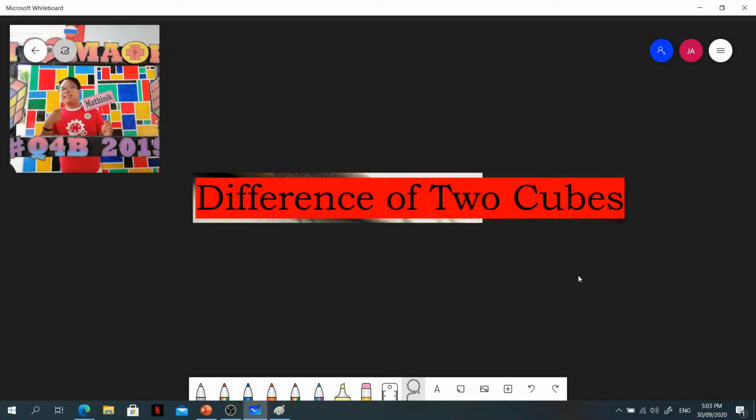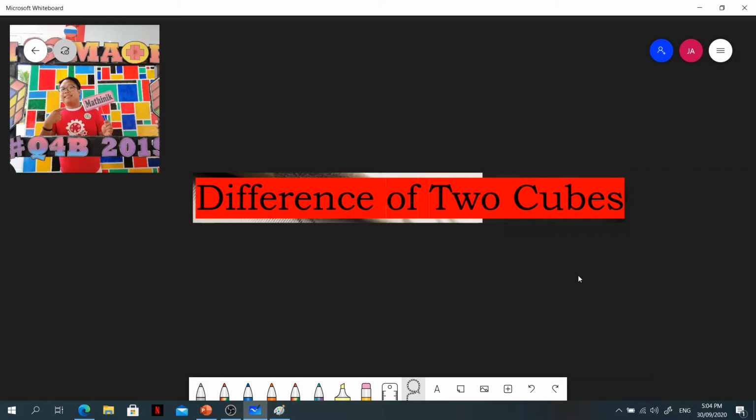Now, welcome to my channel, and today we're going to discuss about difference of two cubes. The technique of factoring the difference of two cubes lies on your mastery on getting the cube root of a particular number. Okay? Or kung able ka to identify if the number is a perfect cube or not. So, maganda na malaman ninyo kung ano yung mga perfect cubes.